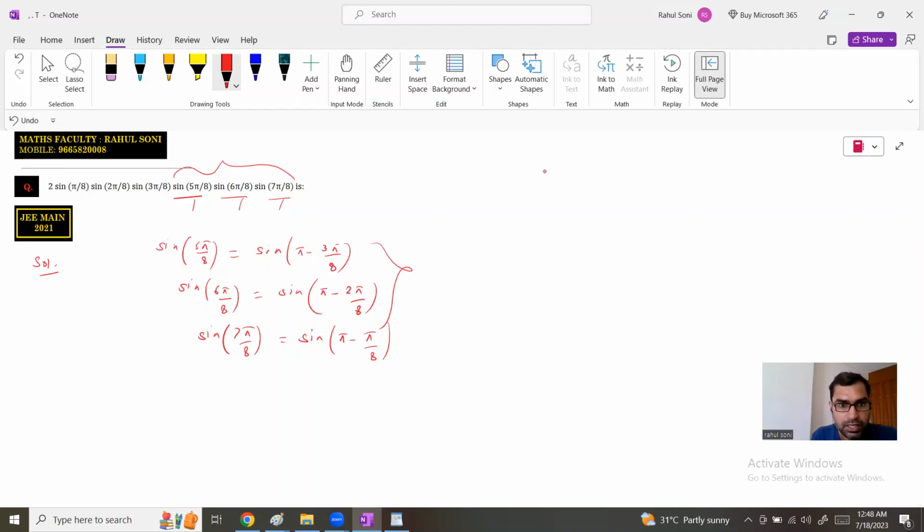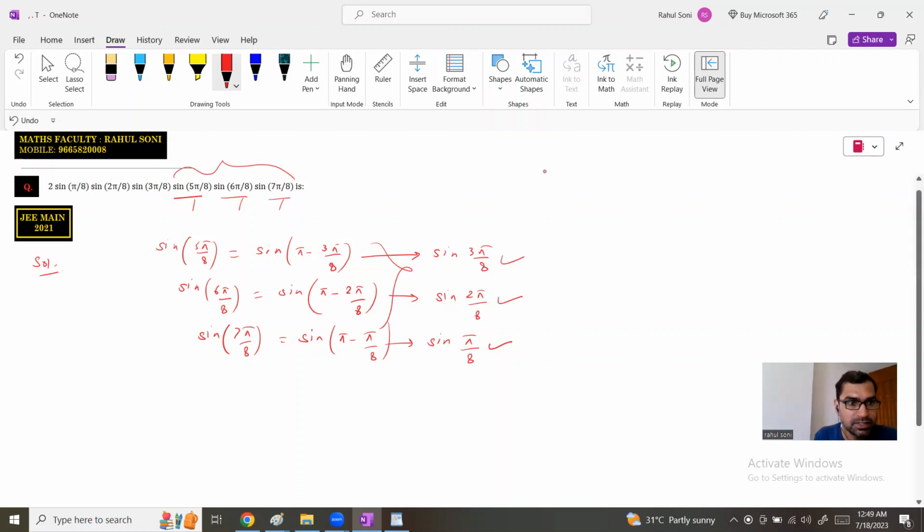Now sine 5 pi by 8 has been written as sine pi minus 3 pi by 8. If you further simplify it, it becomes sine pi minus theta, and sine pi minus theta is sine theta. So sine pi minus 3 pi by 8 becomes sine 3 pi by 8. This becomes sine 2 pi by 8, and this becomes sine pi by 8. Now these three terms are the same as sine pi by 8, 2 pi by 8, 3 pi by 8.